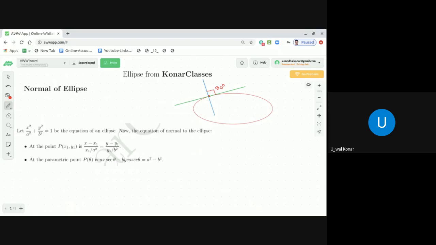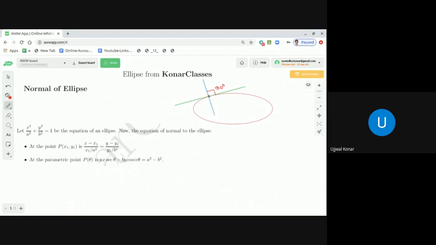Now, if the point P is a parametric point, if you recall, dear students, in the previous session we discussed the coordinate of a point in parametric form to an ellipse. If someone wants to go through it, you can go through my previous lecture, which is available both on the online platform at KonarClasses.com as well as on YouTube.